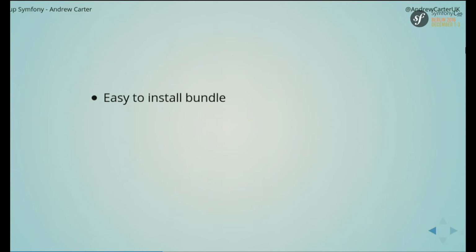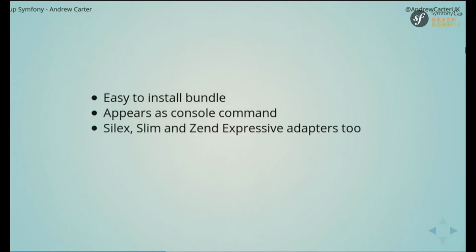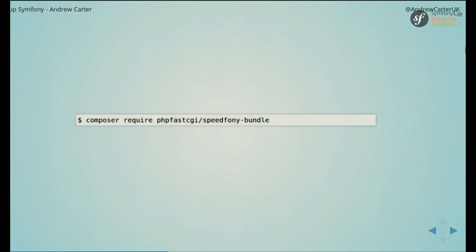It's quite easy to install as a bundle. You just install it as a bundle. It will add a console command to your application. There are adapters for Silex, Slim, and Zend Expressive if you're interested in those too. And it has a feature for automatic shutdown mode where it will automatically shut down a worker if it receives a 5xx error code, which is something I'll touch on later as well.